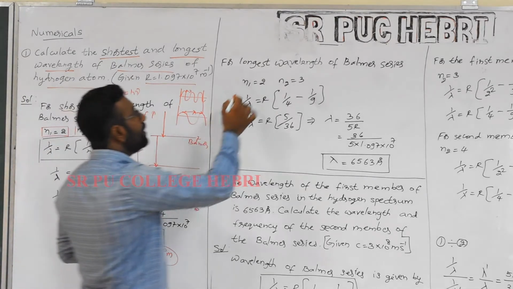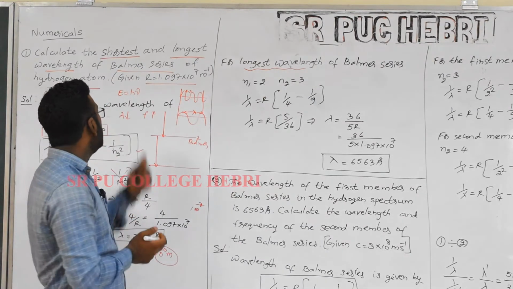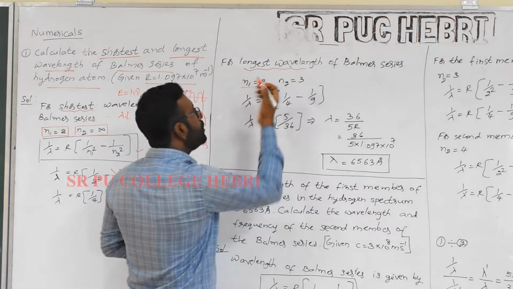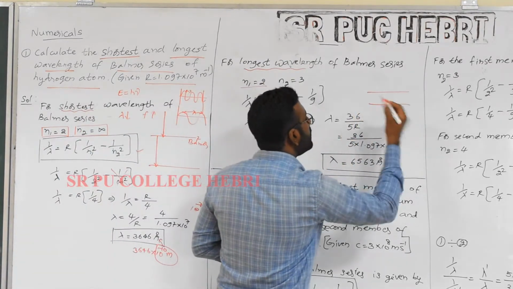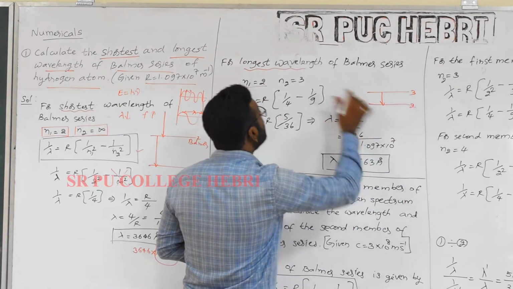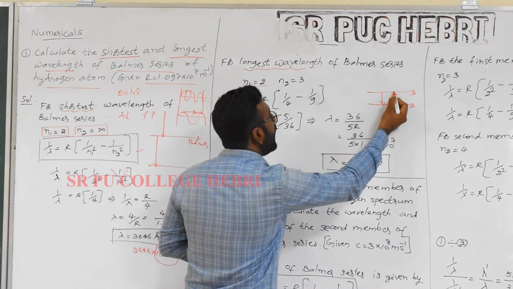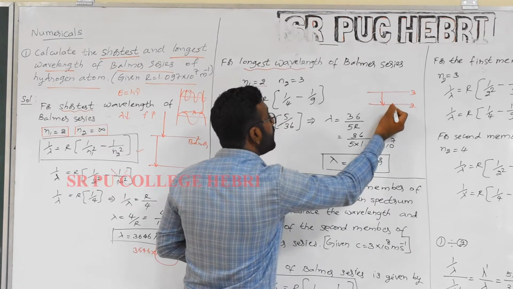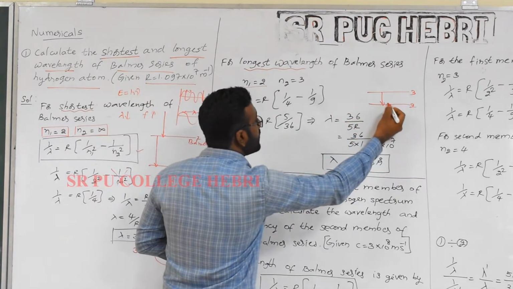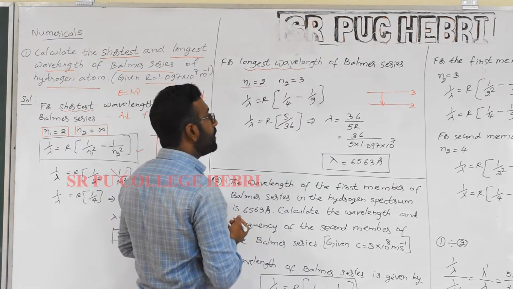Now we will go with the longest wavelength. What is the meaning of longest wavelength? You have already seen here, longest wavelength means shortest frequency. So n1 will be 2, it is fixed, and n2 will be 3. In the Balmer series, you will have the longest wavelength or shortest energy or frequency when the atom gets de-excited from the immediate higher energy level. When the atom gets de-excited from level 3 to level 2, you will have the longest wavelength or shortest frequency.